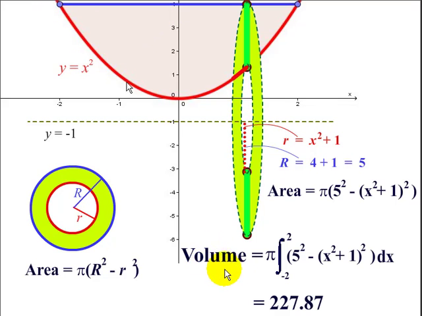So my volume is equal to pi times the integral from -2 to 2 of 5 squared minus x squared plus 1 squared dx. And I worked that out on my calculator. I got 227.87 or so. And I finished the problem.